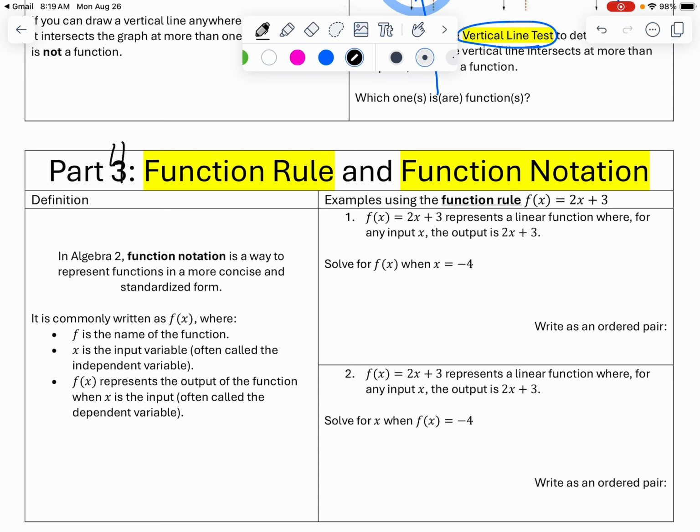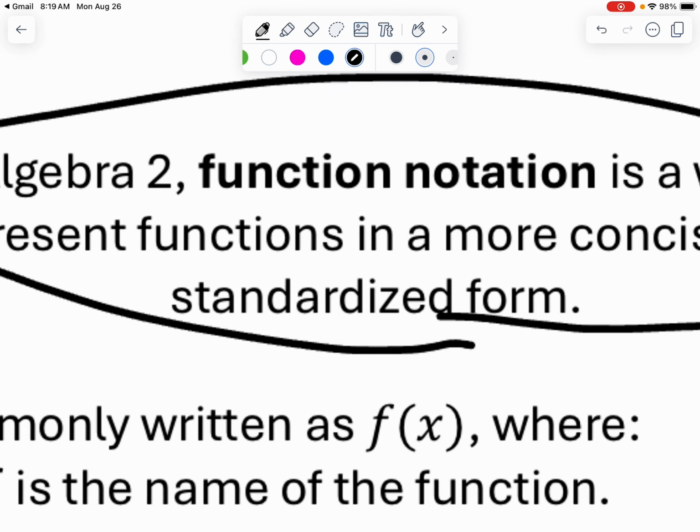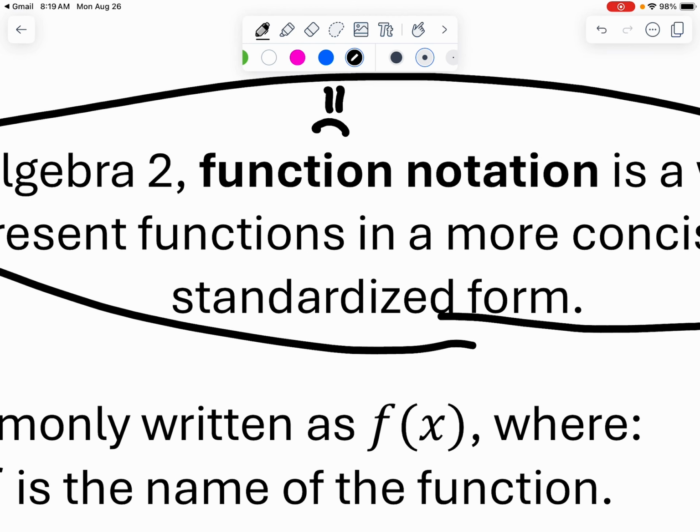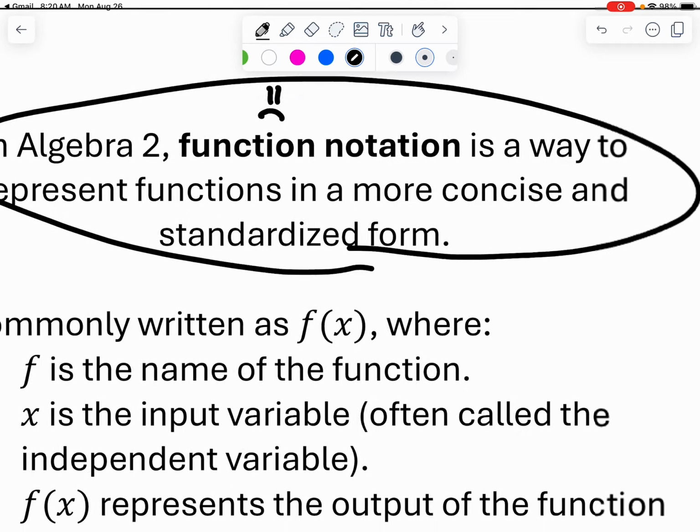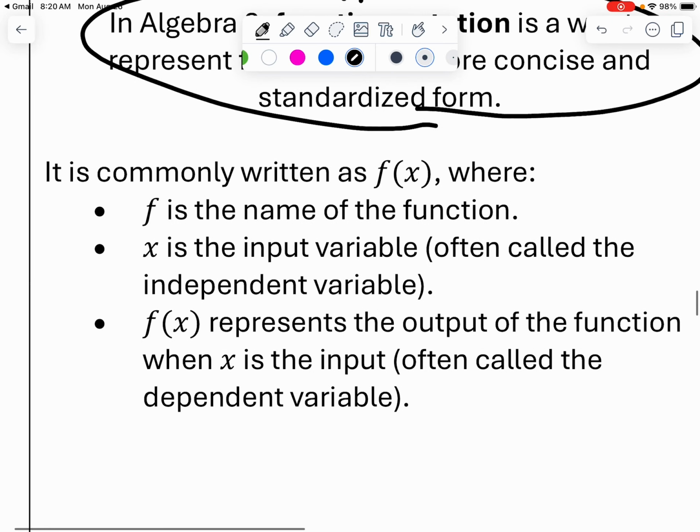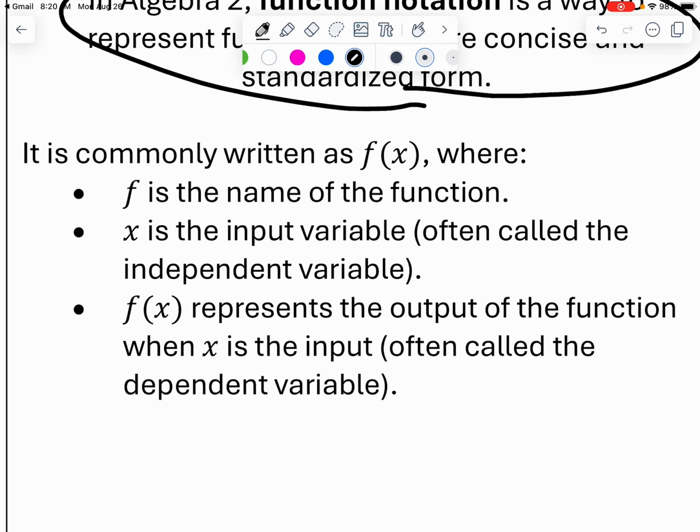In Algebra 2, function notation is a way to represent functions in a more concise and standardized form. Now, people hate function notation. Function notation makes students very sad. In fact, dare I say, sometimes in Algebra 1, we as your teachers avoid it, which is not a good thing. So I'm going to make a choice in Algebra 1 and maybe do a better job with that.